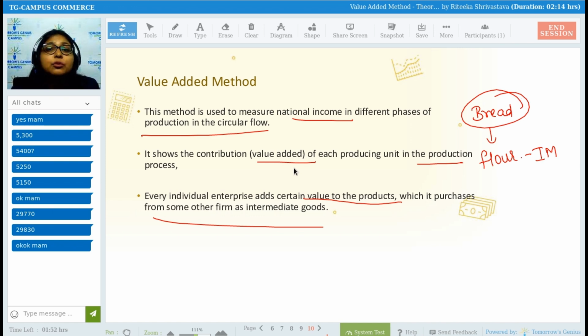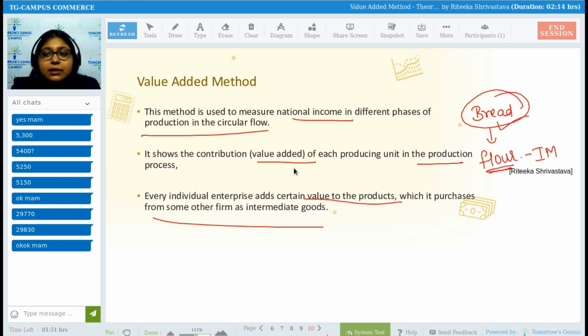The goods which are going to be used for further production of goods and services are called intermediate goods. So the flour is an intermediate good for this bread seller. And every producer of intermediate goods will be dealing with some money.